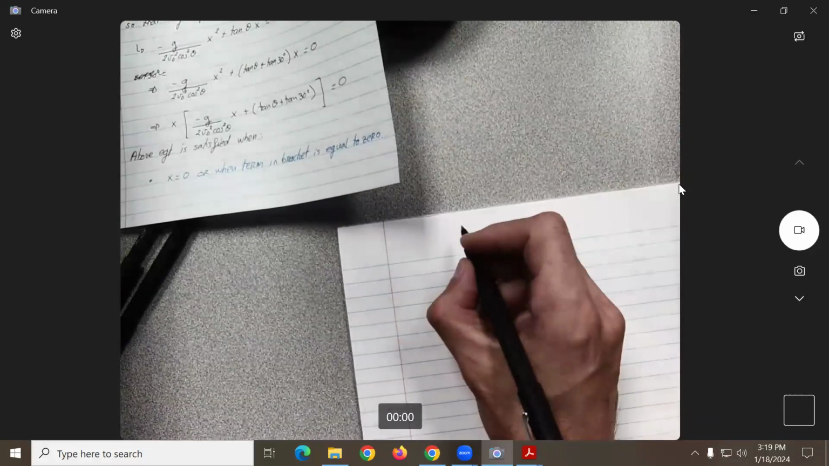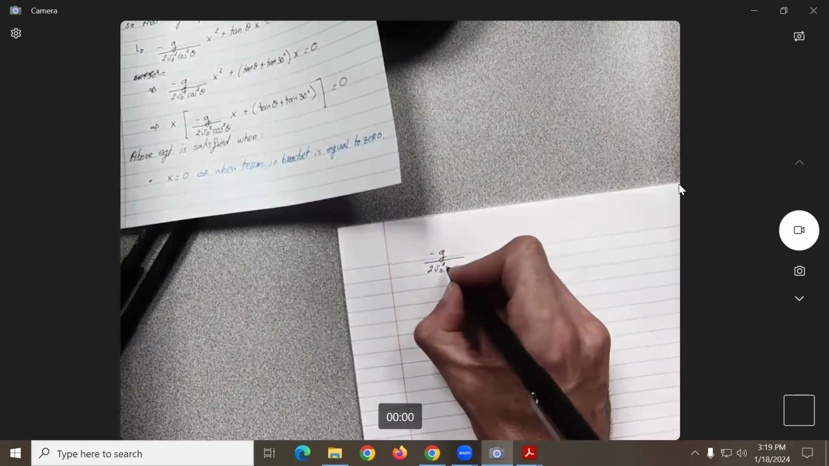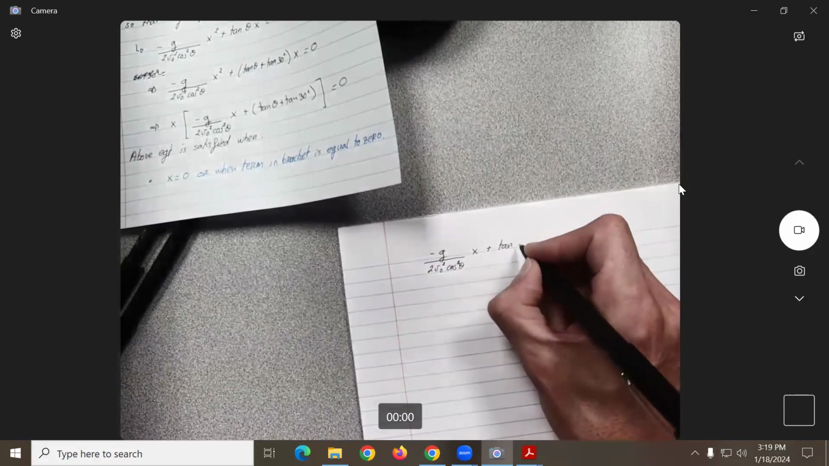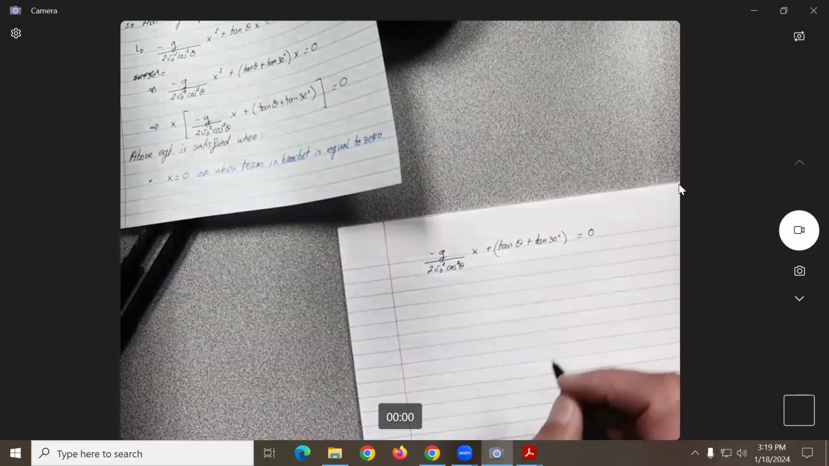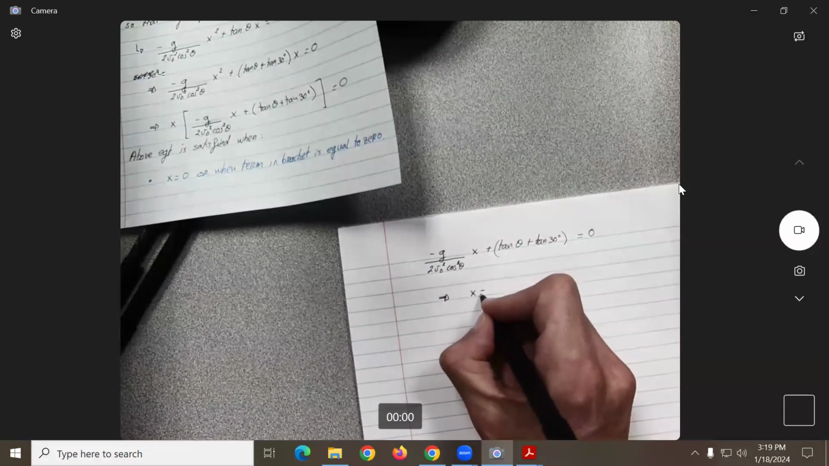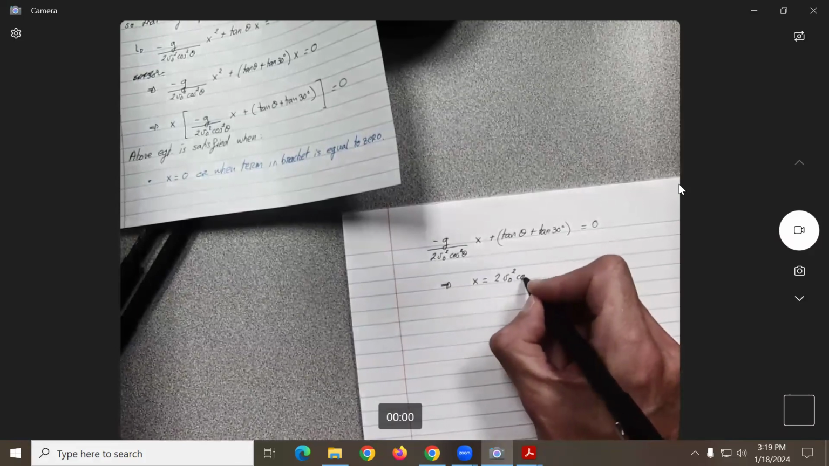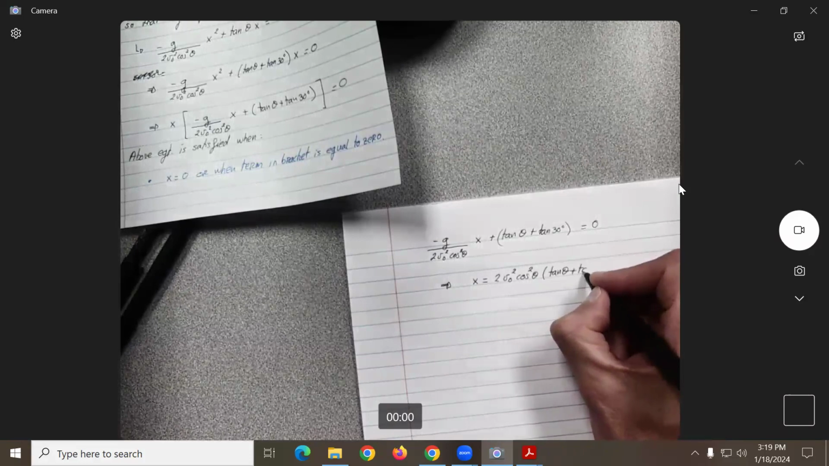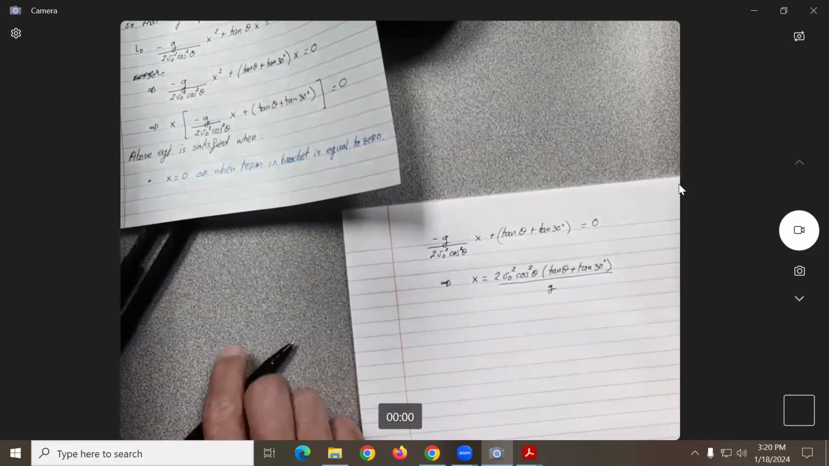Okay, so what would that be? We'd be good if we had values, but we don't have values. So this will mean that minus g over 2 v naught squared cosine squared theta x plus tangent theta plus tangent 30 degrees equal to zero. So this will mean that x equal to 2 v naught squared cosine squared theta times tangent theta plus tangent 30, divided by g.